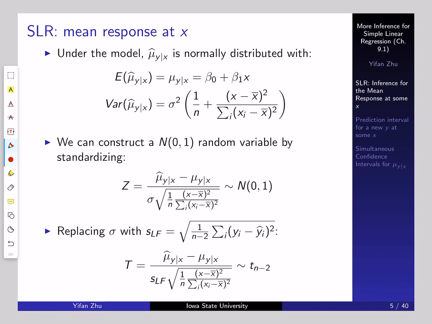So under the model assumptions, this is what we have. The estimated mu of y given x is normally distributed with mean mu of y given x. So the mean of the estimator is the true mean, which is beta naught plus beta 1 times x. That means, again, this is an unbiased estimator. And the variance of this estimator is this. So the variance of the estimator differs when the x changes. For different x, you get different variances.